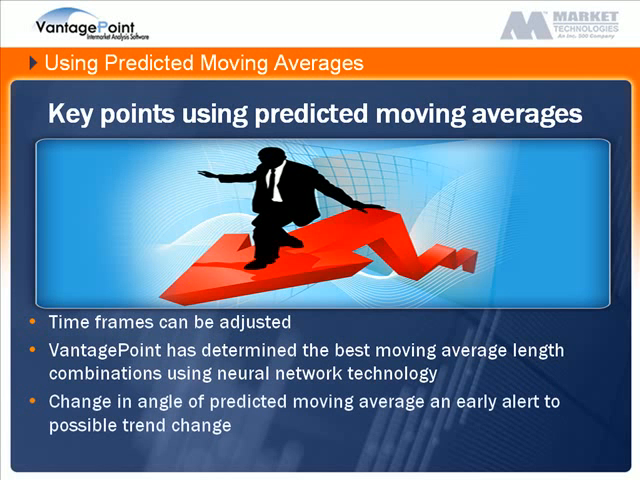The main advantage you get with VantagePoint is that a change in angle in the predicted moving average can be an early alert that there is going to be a possible trend change. And then VantagePoint's predicted moving averages, when they have a crossover, when the blue line goes above the black line in the example shown, confirms a possible trend reversal.